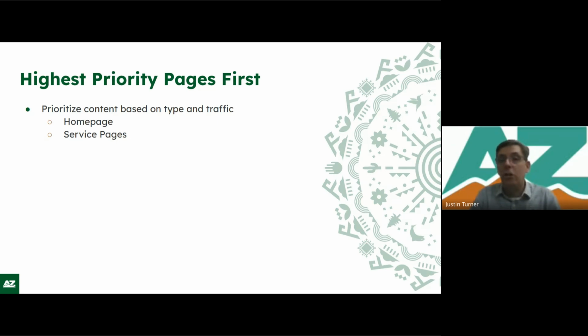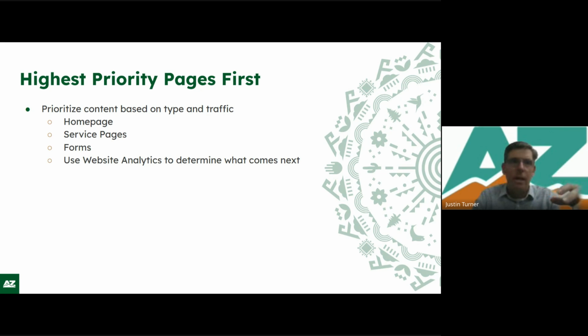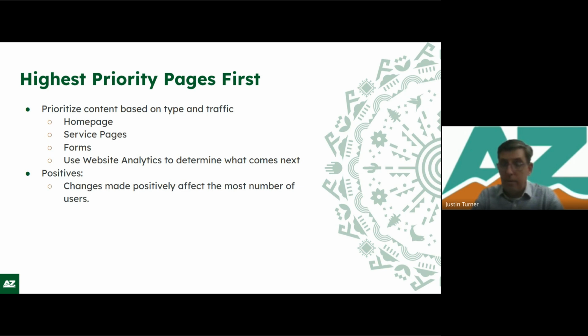But then any service pages that you have, pages where you're offering a service to the public, you may want to prioritize those next. Any forms that have to be filled out where the public is trying to interact with you. These are just kind of suggestions on how you might prioritize pages. But with this approach, again, you're fixing all of the problems at once on one page on your highest priority pages, and then moving on to the next and to the next, which of course has the positive of you're helping the most number of people with every single change, because those are the highest visited pages.